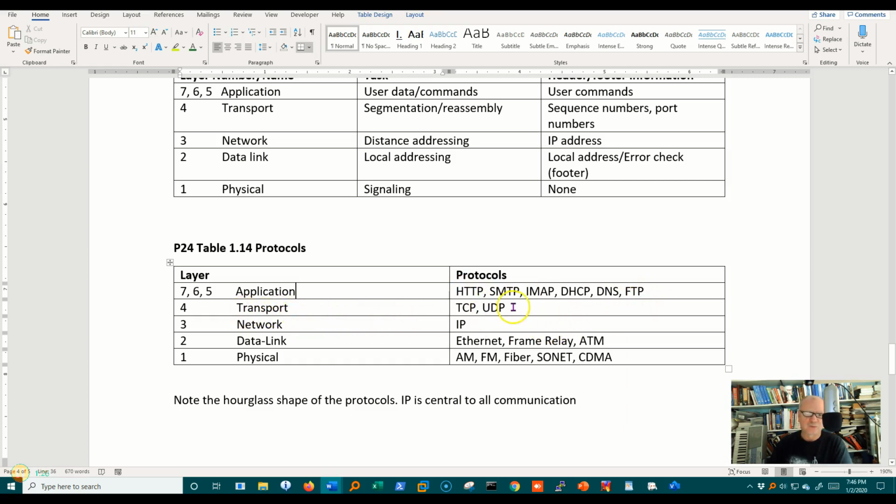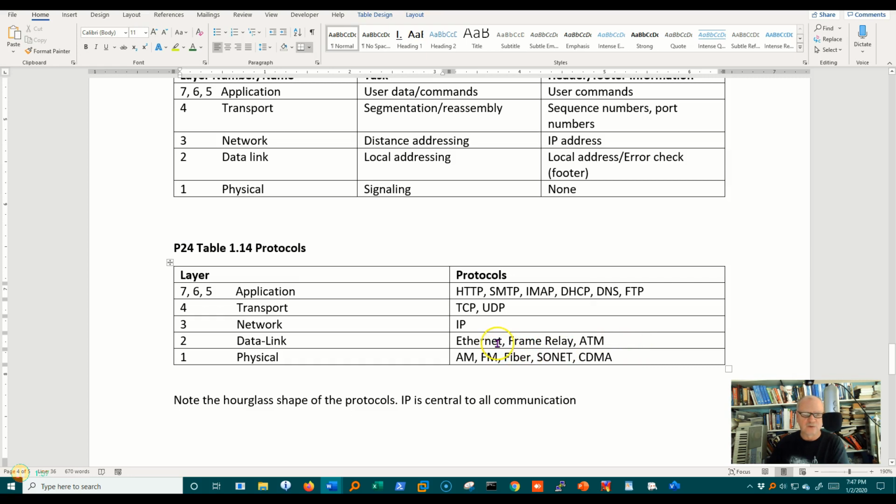At the transport layer, two big ones come out, TCP and UDP. We will talk at great length later on about TCP and UDP. By the way, we'll talk about all these as the course goes on. At the network layer, IP is not the only one, but it's really the prominent one. There are some others, such as ICMP and so forth, that we will talk about, but IP is really the biggie. And then at the data link layer, Ethernet, frame relay, ATM.